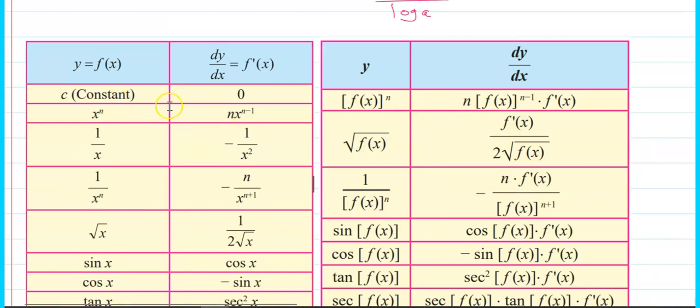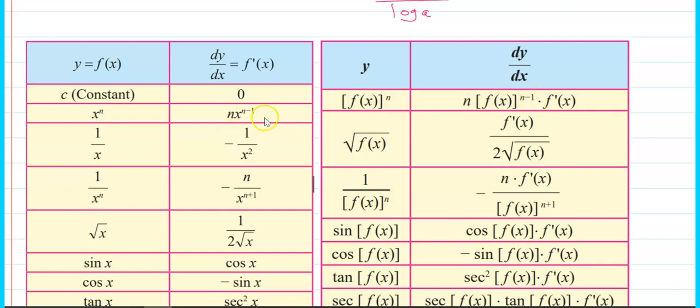Now again, I will explain the list of these derivatives. This was the first list before the composite function, y is equal to f of x, whose derivative dy by dx is equal to f dash of x. Therefore, for x raised to n, its derivative is n into x raised to n minus 1. But whenever y is equal to f of x raised to n, the derivative of this power is n into f of x raised to n minus 1.